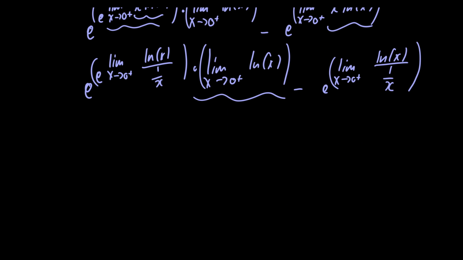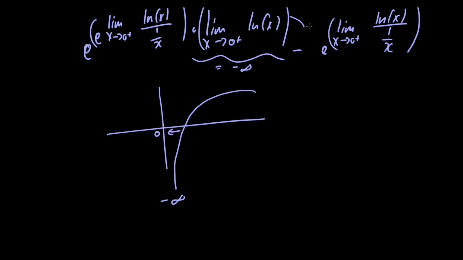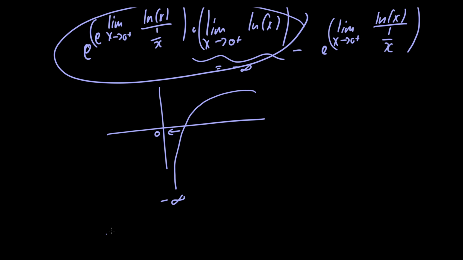We can evaluate this limit here just by looking at the graph of the natural logarithm of x. It's something like this. Notice that as x approaches 0 from the right, this tends to negative infinity. So this here is equal to negative infinity, and anything multiplied by negative infinity is just negative infinity. So for this part here, we just have e raised to negative infinity.